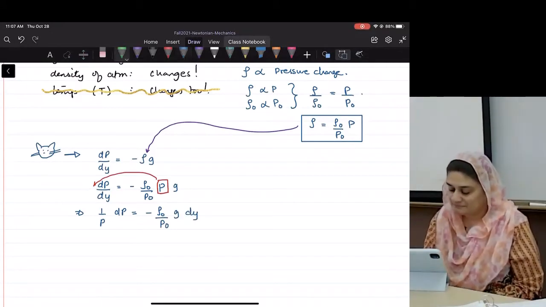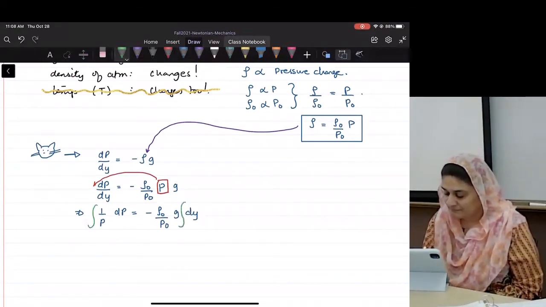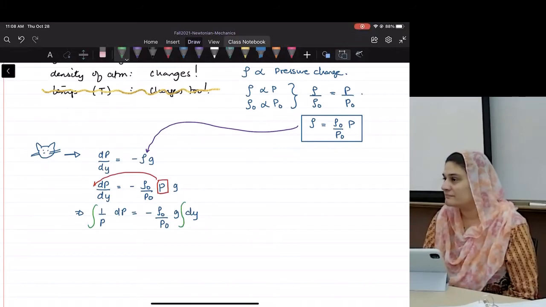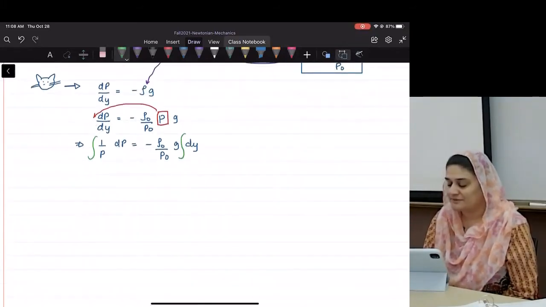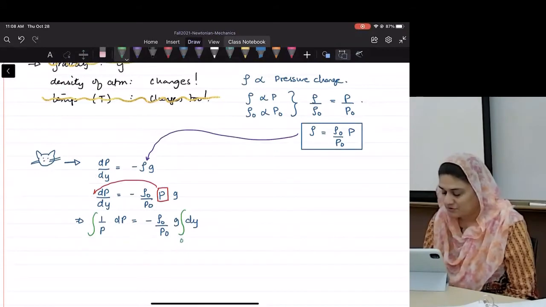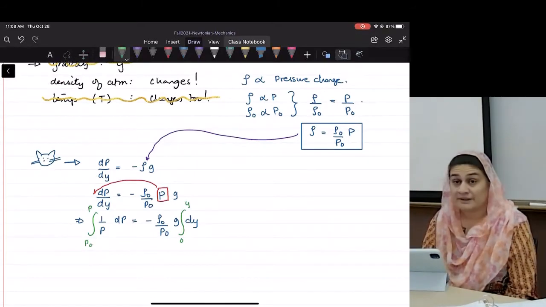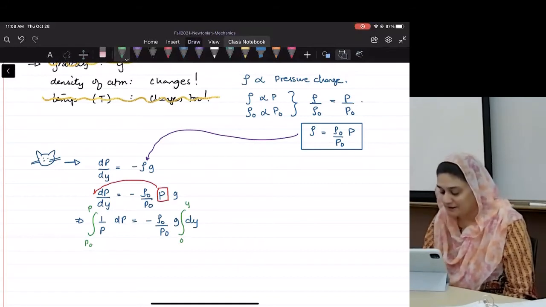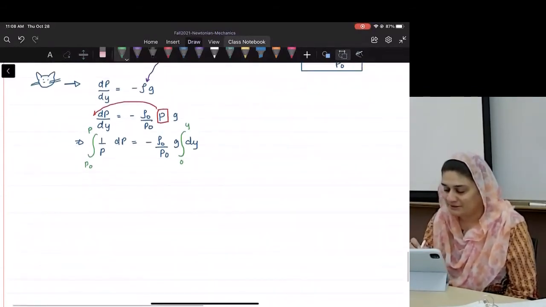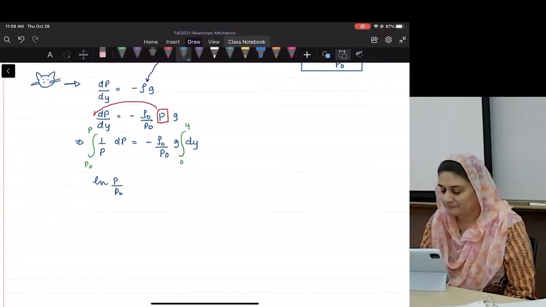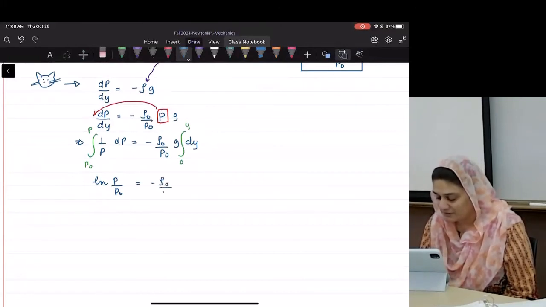May I integrate? P zero, rho zero at sea level are constant. G is constant at sea level. Just the dy is changing. So 0 to y. This would be from P0 to P. Integrate. What is 1 over P dP? Integral. Natural log. Very good. That means this would be log of P over P0 equals minus rho 0 over P0 g y.